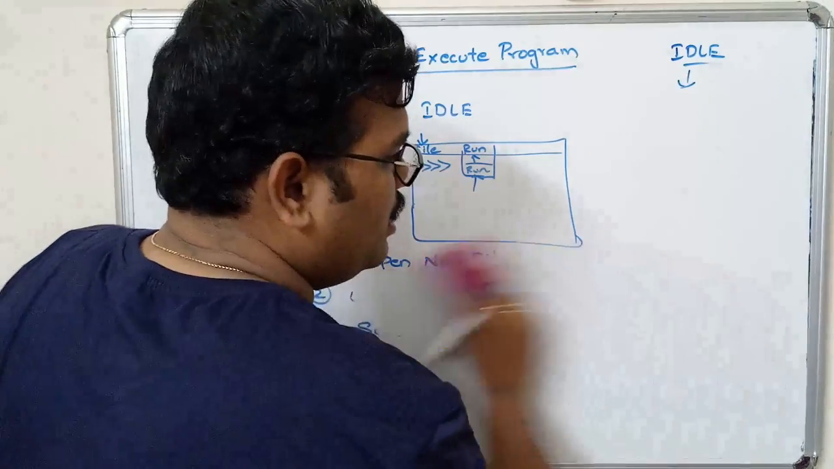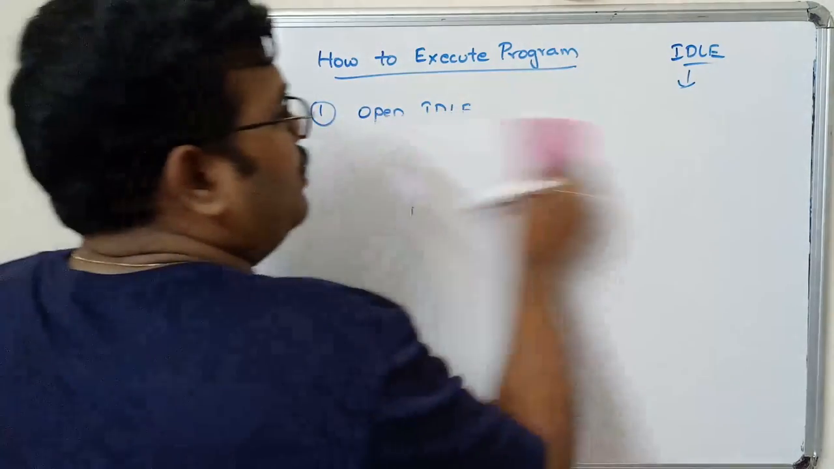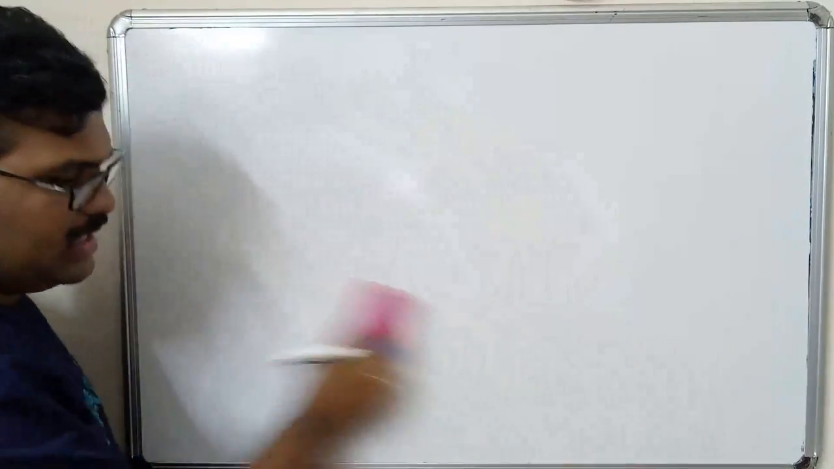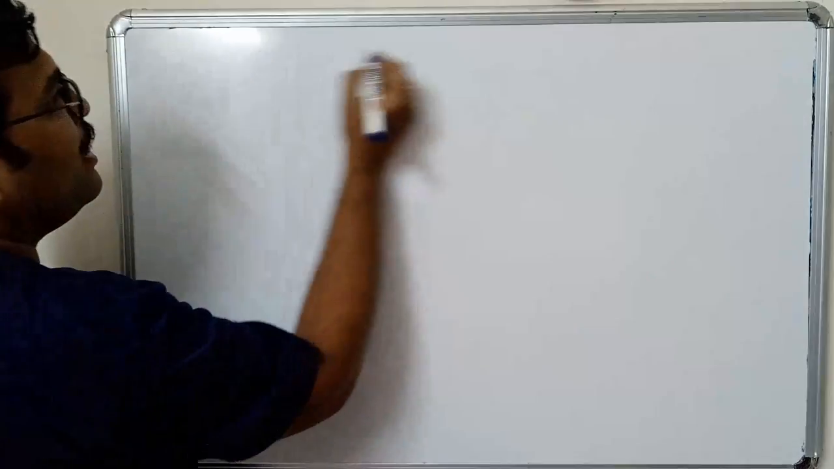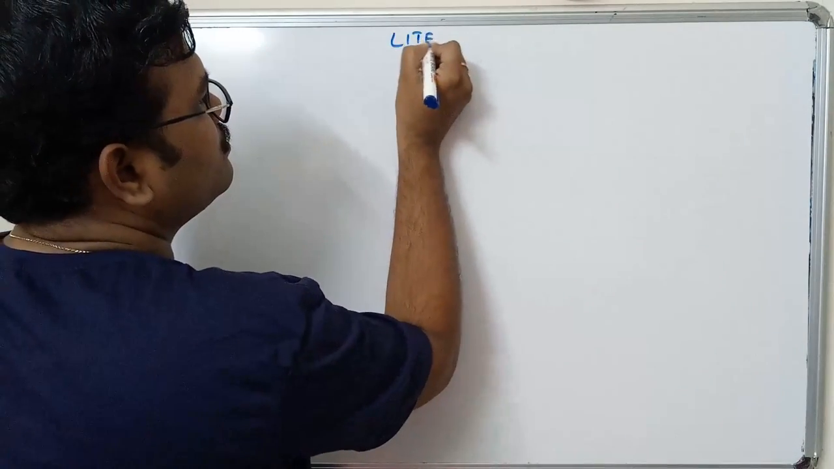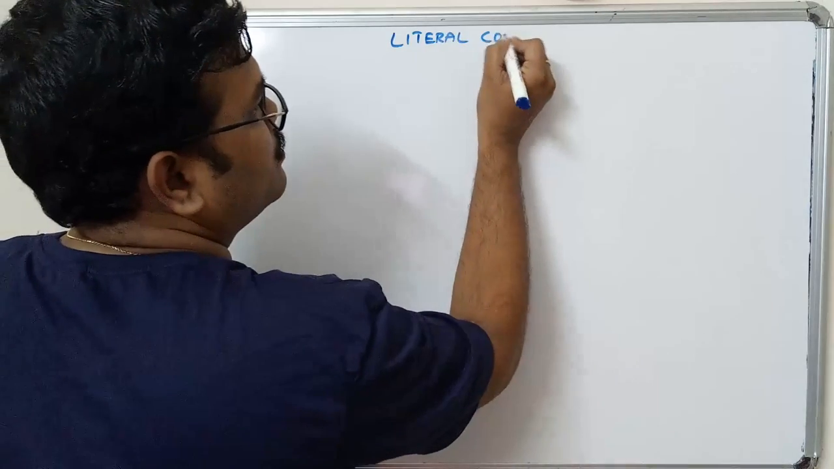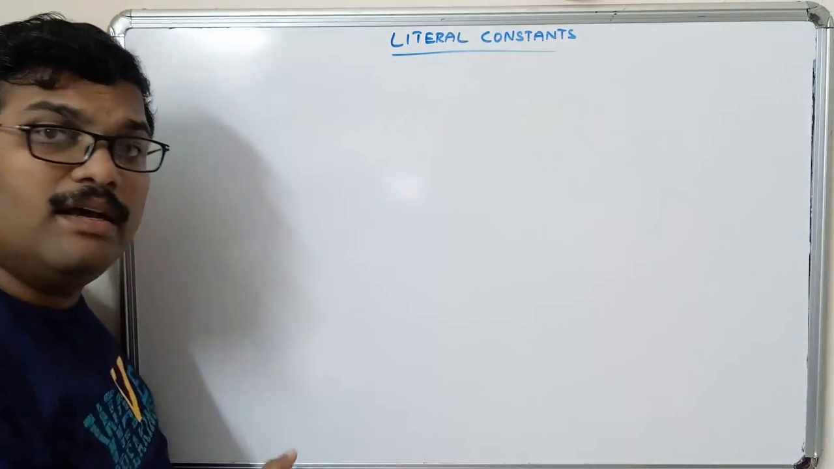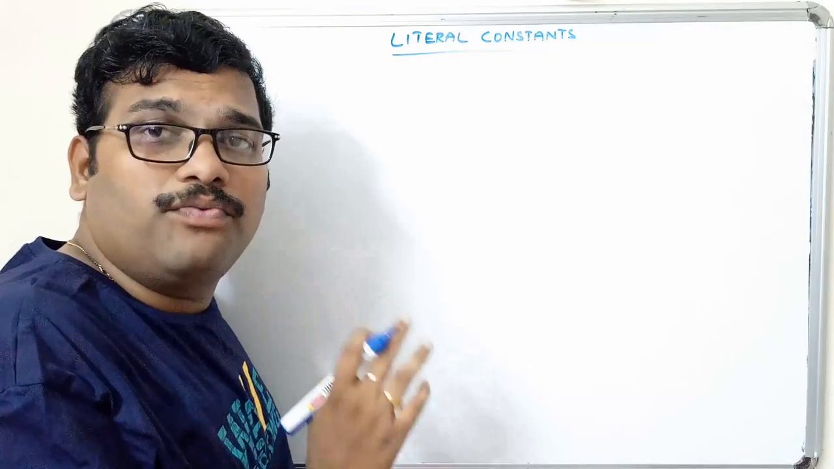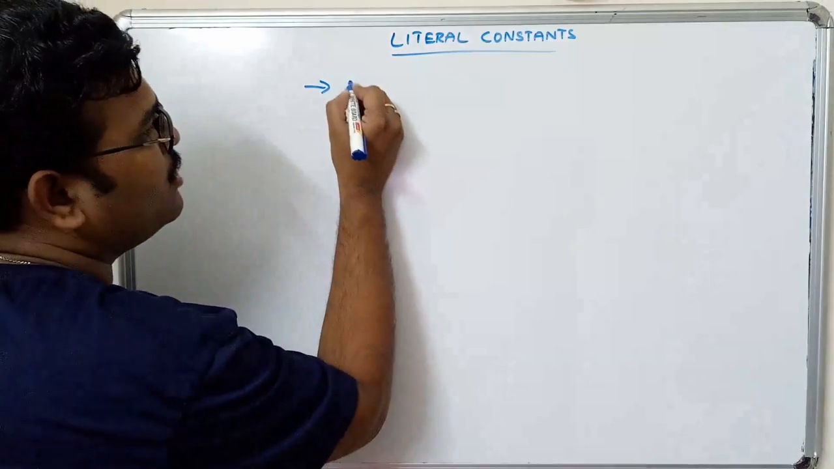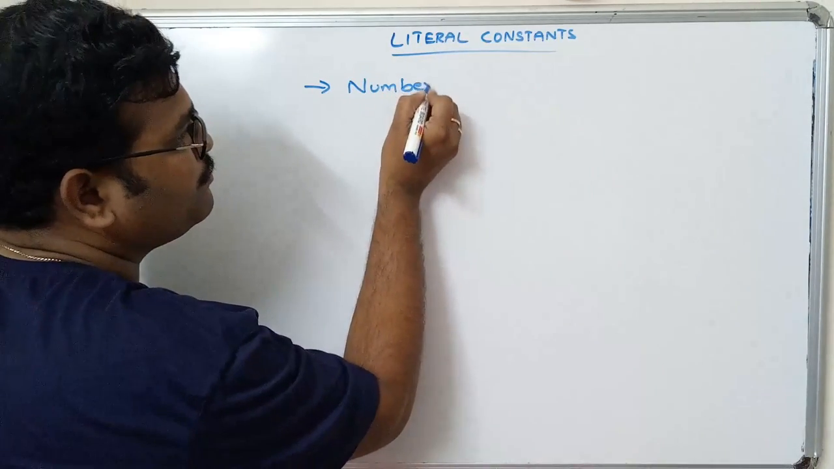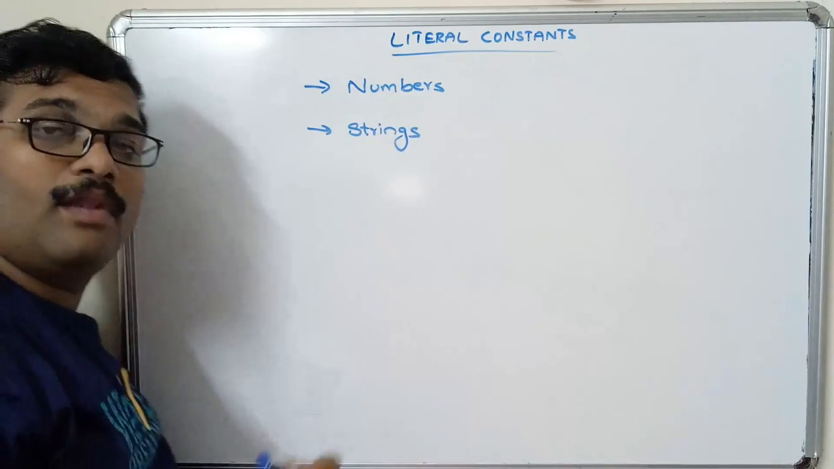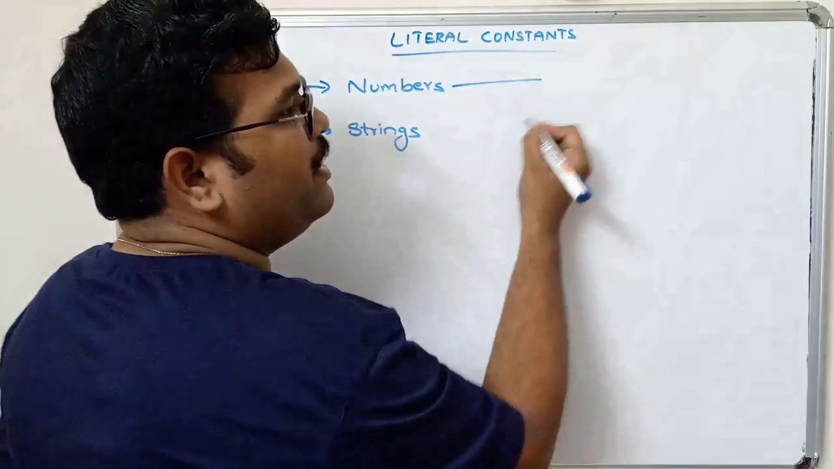Now, let us look at the literals. All these are the basics of Python. So, literal constants. In these literal constants, we are going to focus on two things. One is numbers. Another one is strings.